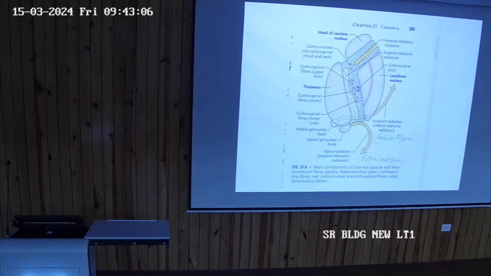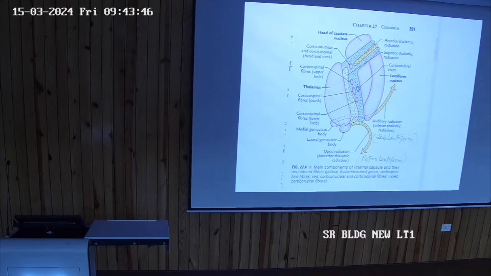Look at the diagram. This is the part of white fibers which are present between these structures. On the lateral side, this is the lentiform nucleus, this is the caudate nucleus, and this is the thalamus. Between these, you are seeing this part, that is the internal capsule. So the internal capsule on the lateral side is formed by the lentiform nucleus, and on the medial side by the head of the caudate nucleus and thalamus.